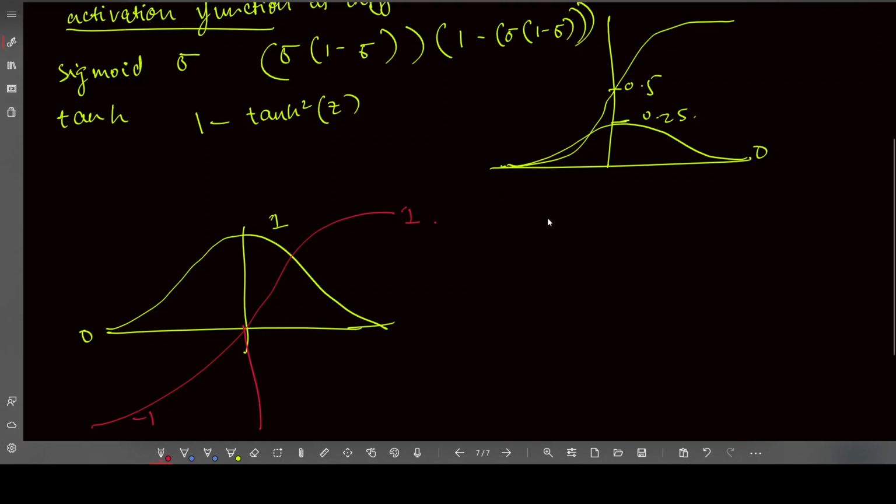I just want to draw the graph and show you how it works. You might get confused by the color code over here, so I'll just draw it as red. So this is your graph for the activation function and their respective derivatives.